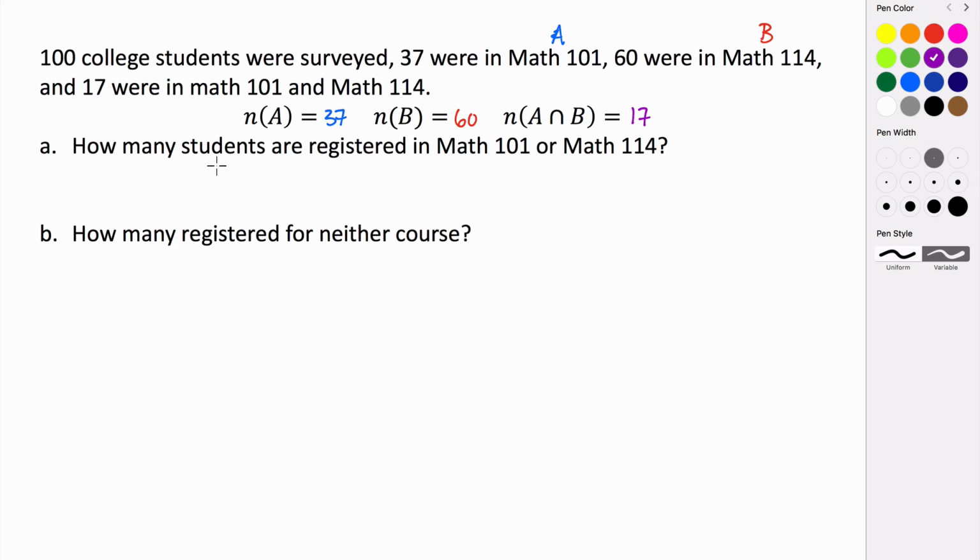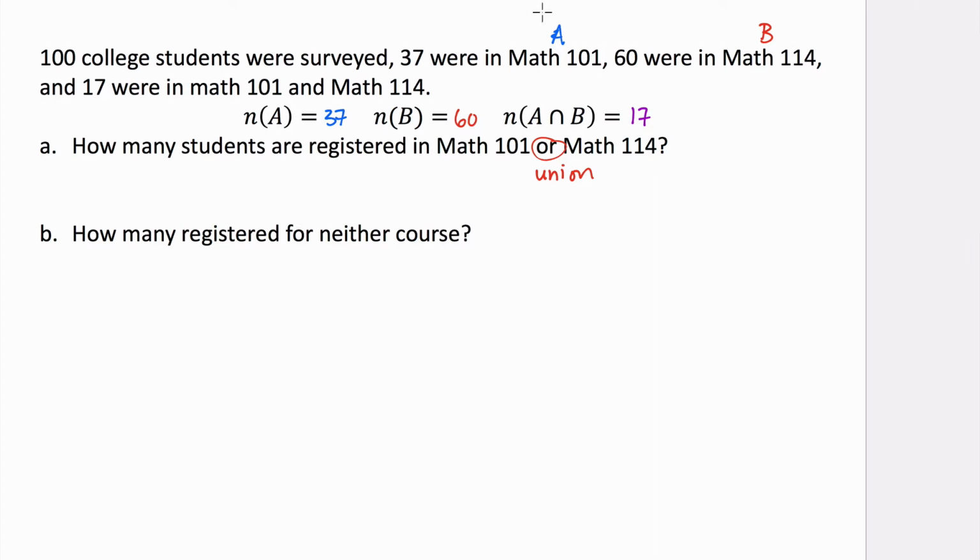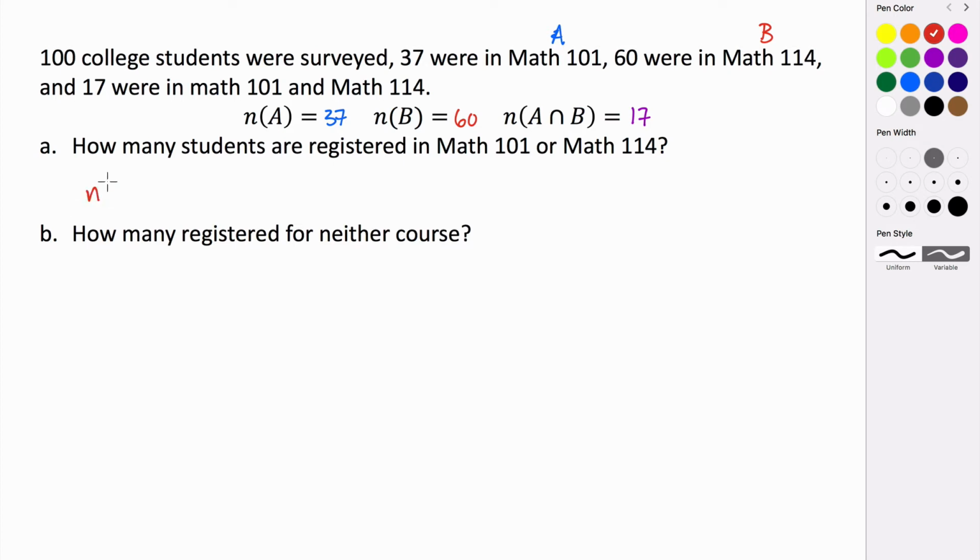So part A is asking how many students are registered in Math 101 or Math 114. So if you recall, this "or" means we're talking about the union of these two sets. We want to know what is the union of these two sets. So if we're talking about the union, we have to use the counting formula here, which says that the number of elements in A union B is equal to the number of elements in set A plus the number of elements in set B minus the number of elements in their intersection.